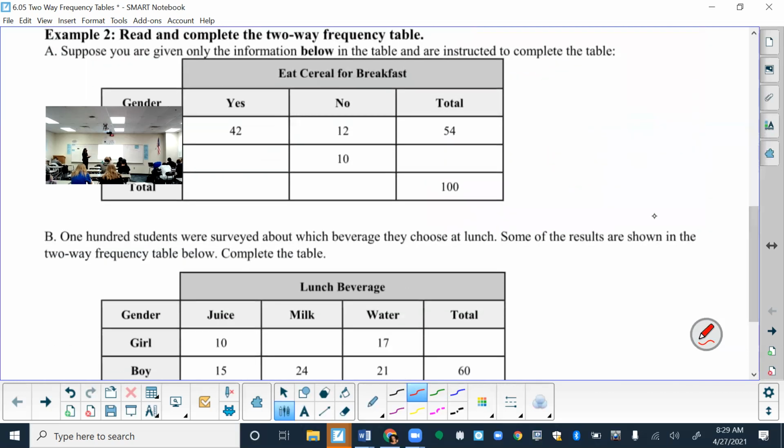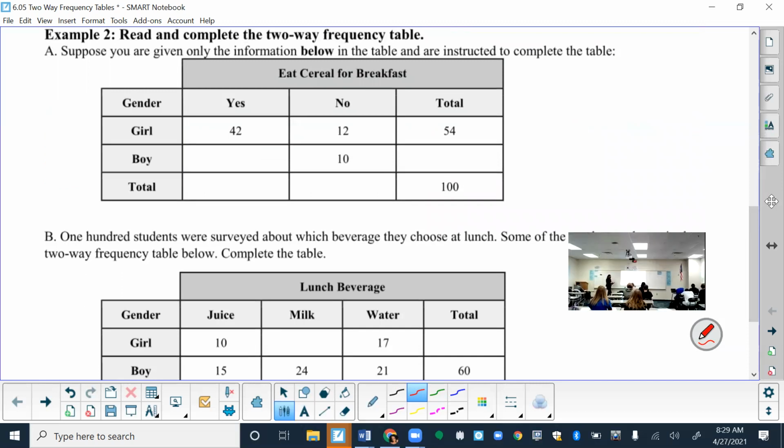What is something that we can fill in this chart? 12 plus 10, which is 22. 22. What else can we fill in? How did you put 16? So if I wanted to fill in this box, what operation am I doing?